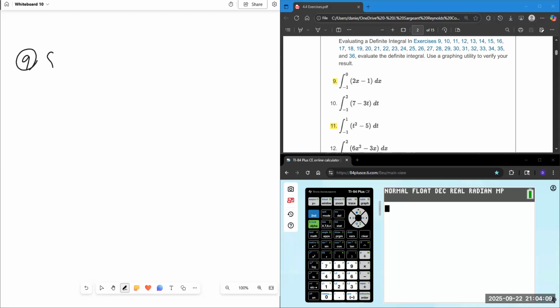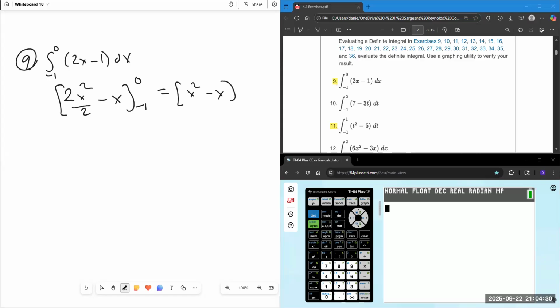Number 9, the integral from -1 to 0 of 2x minus 1 dx is 2x squared over 2 minus x, evaluated from -1 to 0, which is x squared minus x, evaluated from -1 to 0. Stick in 0, and that's 0 minus, stick in -1, it's 1 minus a -1, like that. So that's 0 minus 2, which is -2.